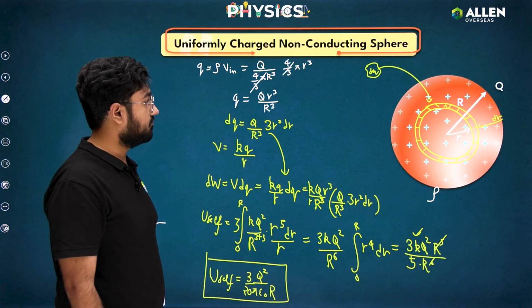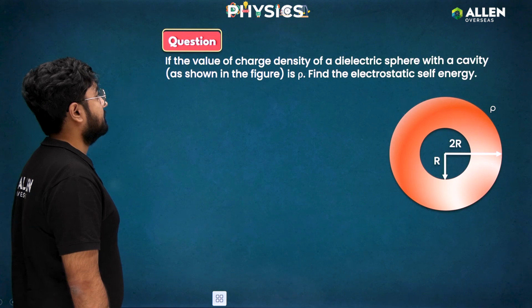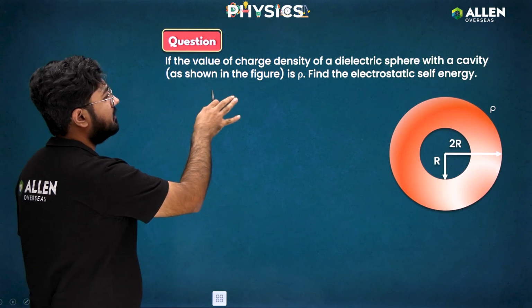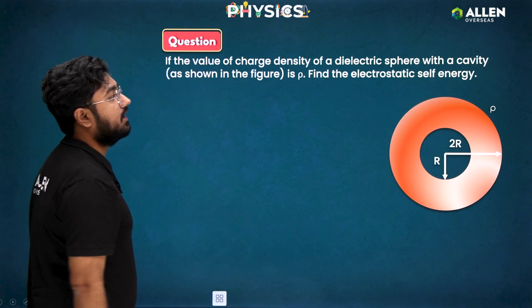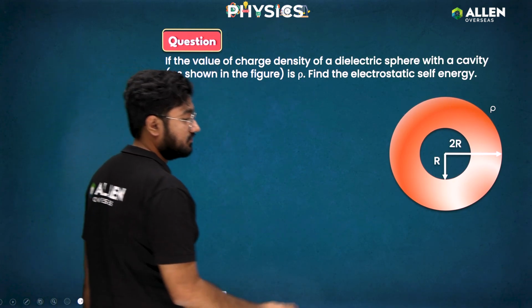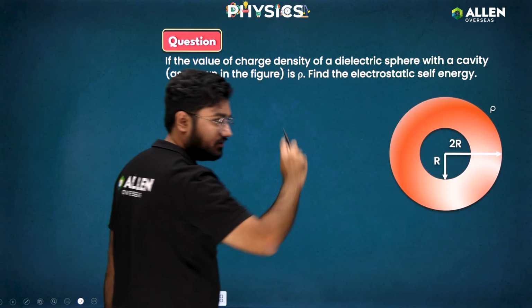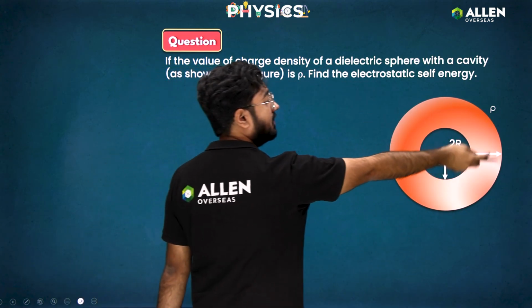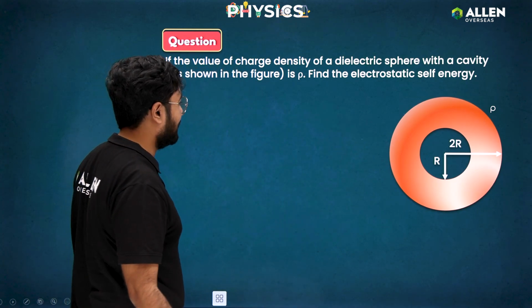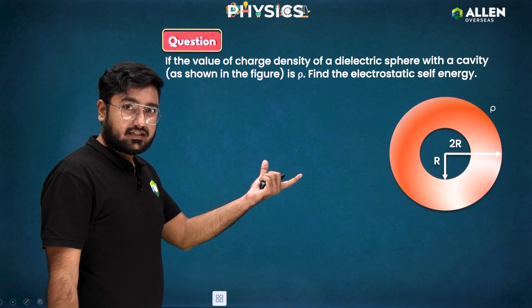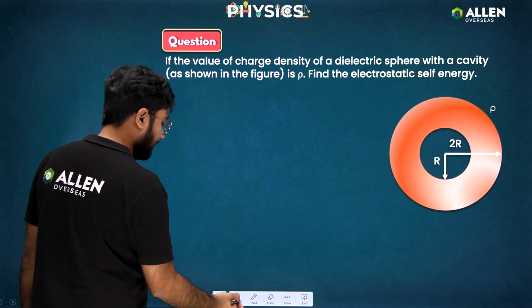No rocket science. Alright, let us take a question. If the value of charge density of a dielectric sphere with cavity as shown in the figure is rho, find the electrostatic self energy. Okay, so this is a sphere with a cavity. Outer radius 2R, inner radius R. So we have the integral limits. Can we do the same exact thing here? Yeah, we can. Let us try.